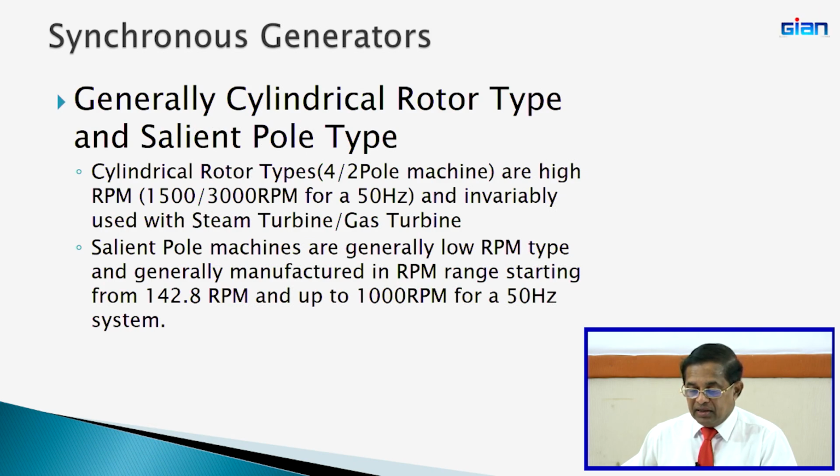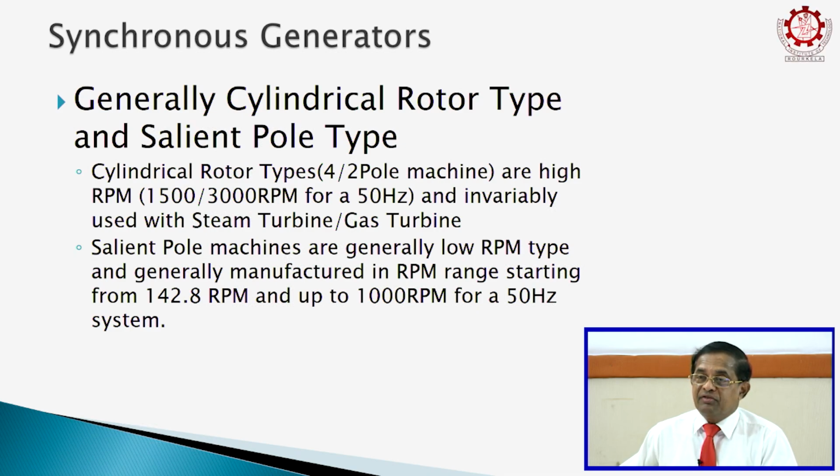So, cylindrical rotor type and salient pole type synchronous generators can be used, but in small hydros, because of the low speed, we might have to go for salient pole type. Cylindrical rotor type 4 or 2 pole machines are high RPM, 1500 or 3000 RPM for 50 hertz, and invariably used with steam turbines and gas turbines, because there you get the necessary high speeds. Salient pole machines are generally low RPM type and generally manufactured in the range starting from 148.8 RPM up to 1000 RPM for a 50 hertz system.